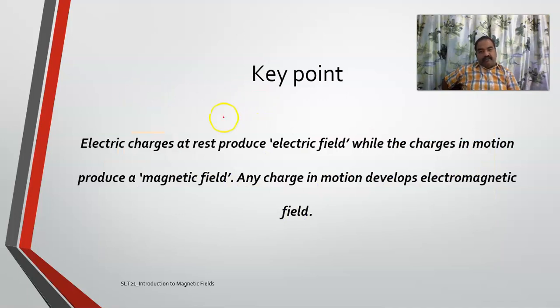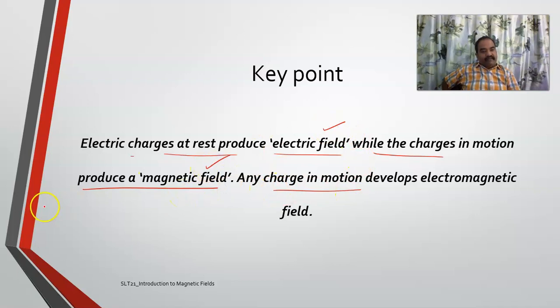So the key point is electric charges at rest produce electric fields, while charges in motion can develop magnetic fields. So any charge in motion develops both electric and magnetic fields.